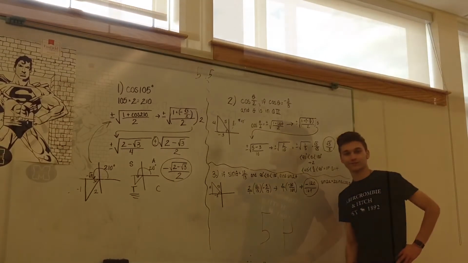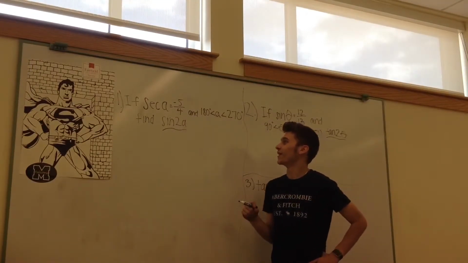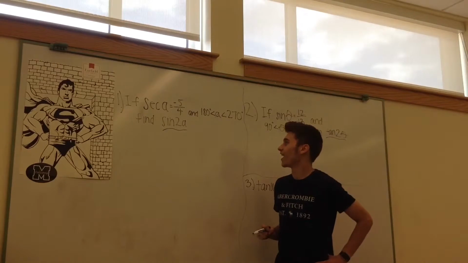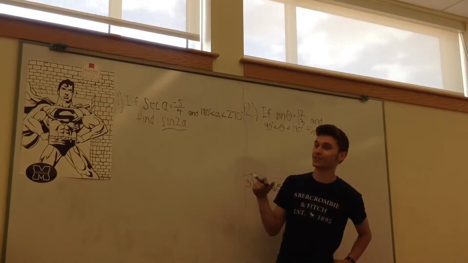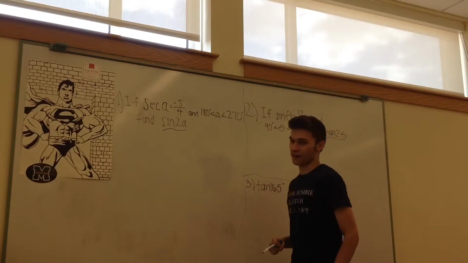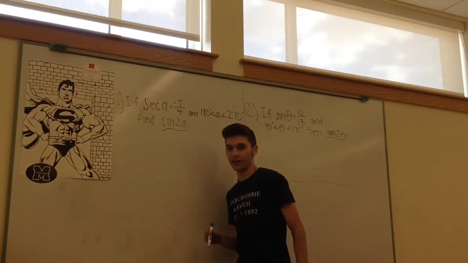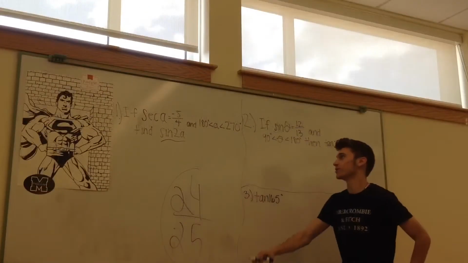It's that simple. If secant alpha is negative 5 over 4 and alpha is greater than 180 and less than 270, okay, find sin 2a. All right, so you're going to pause this video, right? I'm going to write the answer on the board while it's paused. All right, so you got the answer. It's 24 over 25. We're going to the second one over here.